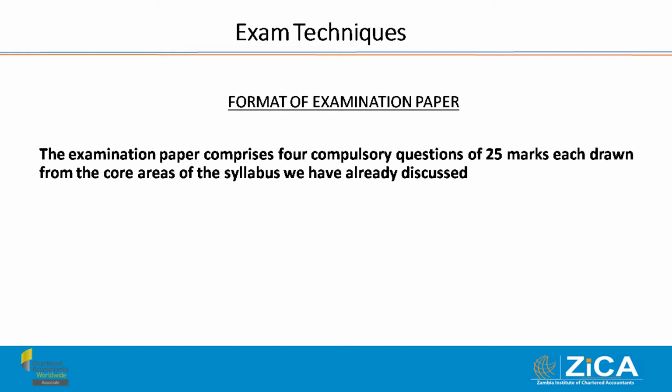First of all, you need to know that this paper contains 4 compulsory questions of 25 marks each, drawn from those key areas of the syllabus which I've already highlighted. So there are 4 compulsory questions, each with 25 marks, and they will cover all the core areas of the syllabus. So you cannot afford to concentrate on just one or two topics hoping to pass. For you to perform well, you have to ensure that you cover all the key areas of the syllabus.